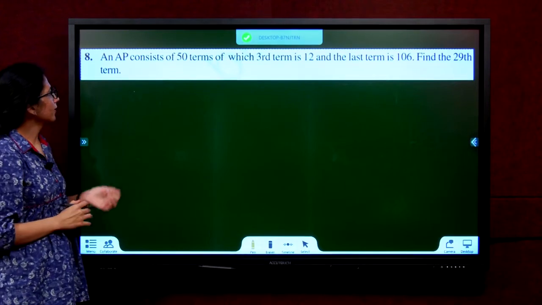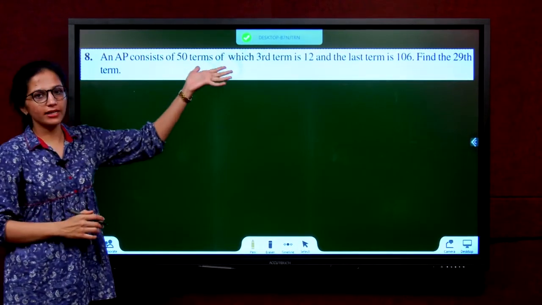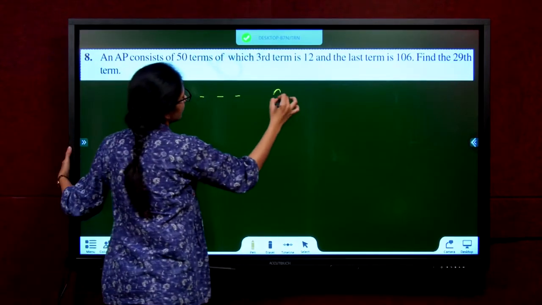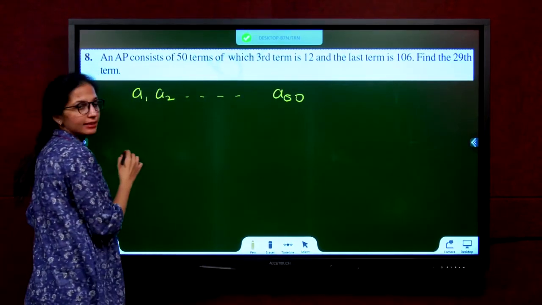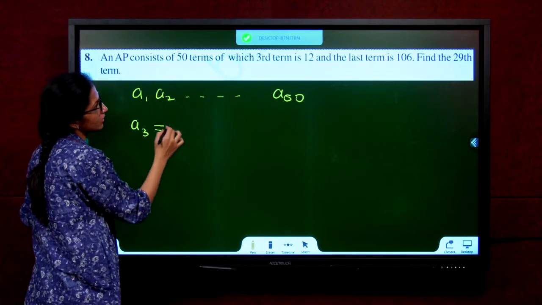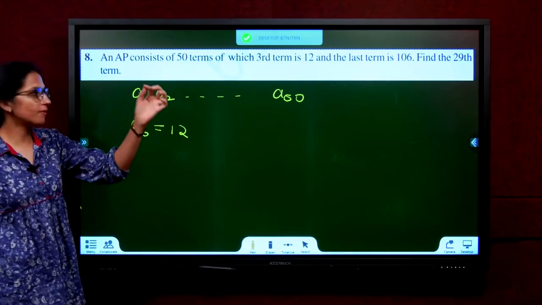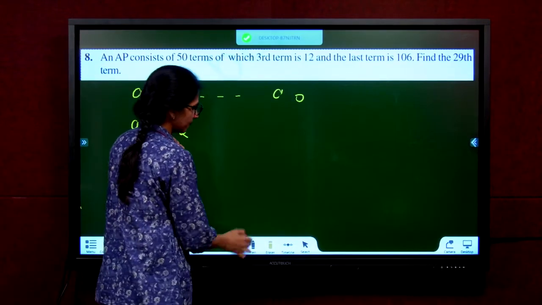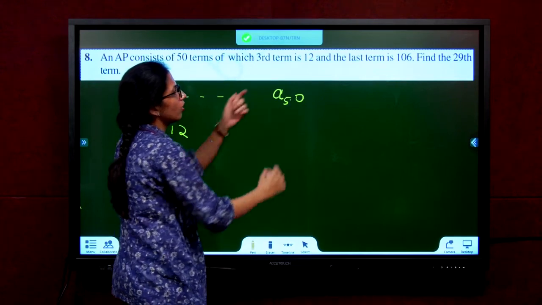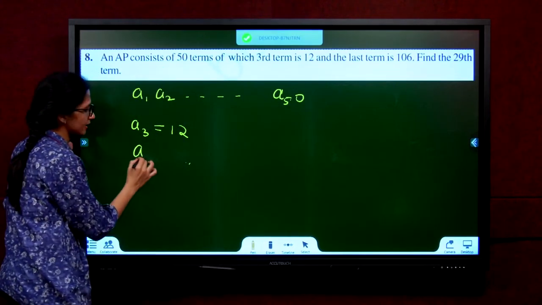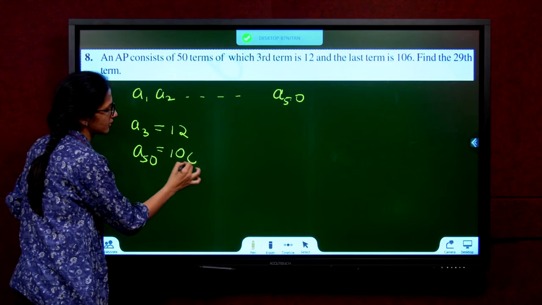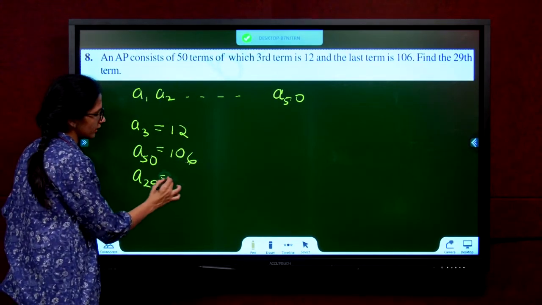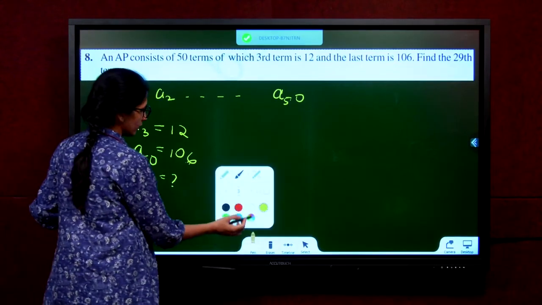Eighth one. An AP consists of 50 terms. That means it has A1, A2 up to A50. A3 is 12. Last term is 106. Who is the last term? This is 50. Who is the last term? A50. So, last term is 106. I can say A50 is 106. Find the 29th term. Absolutely same method. So, how do we do this?